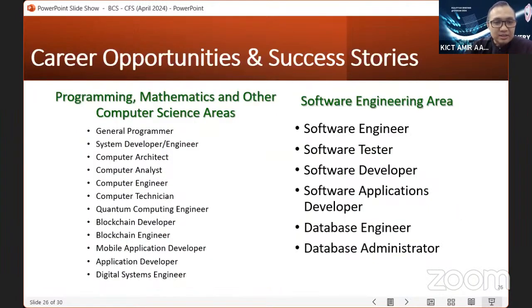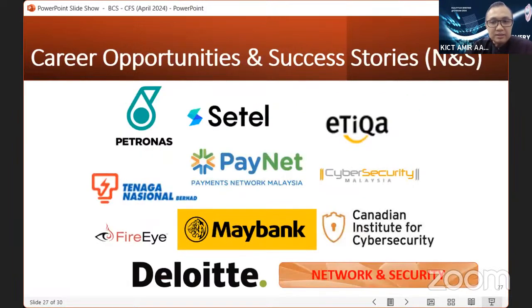Okay, so these are some of the other jobs that you can work as once you graduate from our program. So things like blockchain. One of the courses that we offer here is blockchain. Under the free specialization, you can also work as a software engineer, software tester, database engineer, and so on. And I'd just like to share, for network and security, some of the success stories with our students getting job placements or practical training.